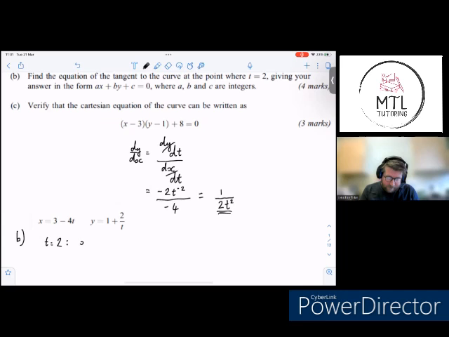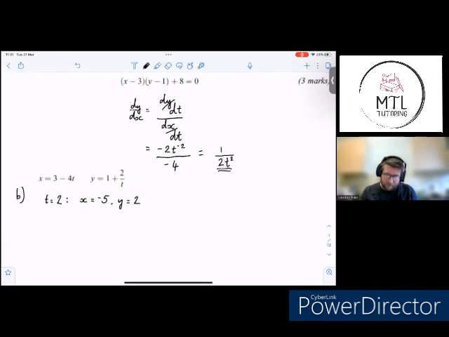Well, when t equals 2, x equals 3 minus 8, and y equals 1 plus 2 over 2. Now, we're dealing with the equation of a tangent. Okay, so tangent is a straight line, so we use y minus y1 equals m times x minus x1. So the y1 and the x1 we have calculated. They are just what y and x are at the point where t is 2. And for m, we are going to use dy by dx.